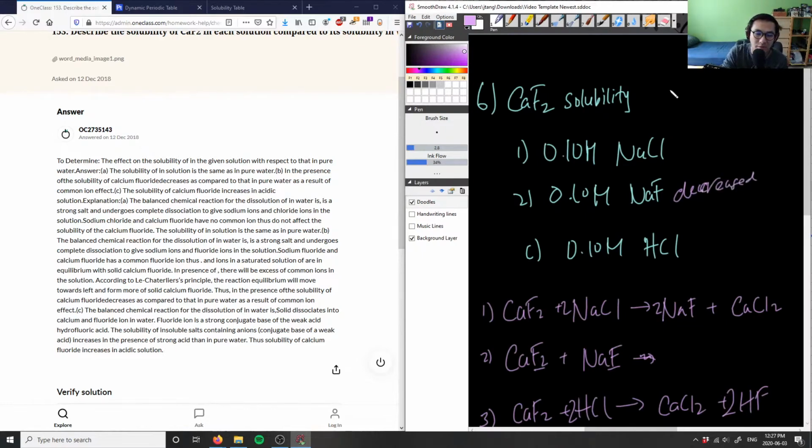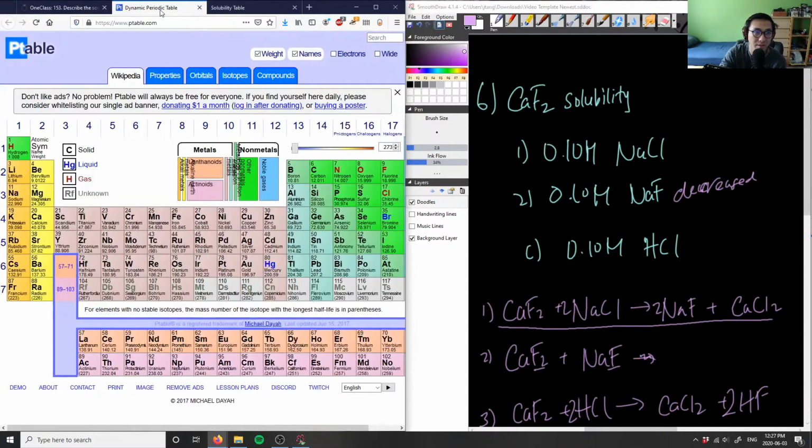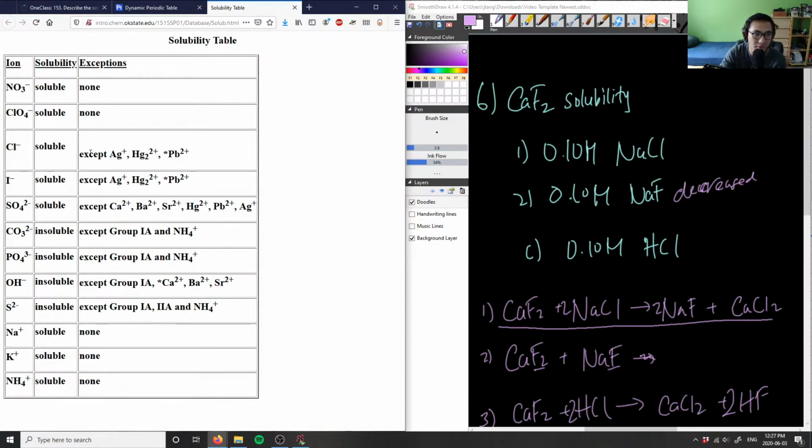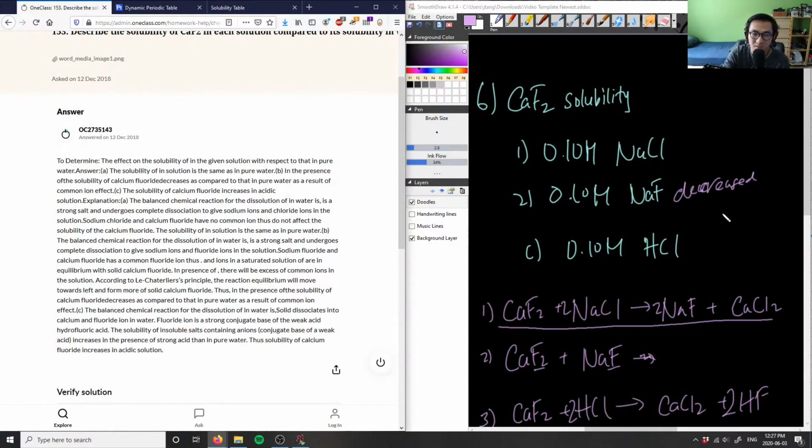NaCl is a neutral solution, so basically it would be the same solubility as if it were in water. Because of this reaction, and we know that chloride here is soluble, except for only these 3, these 2 are going to be soluble in water. So this does not affect it, so I can write no effect here.